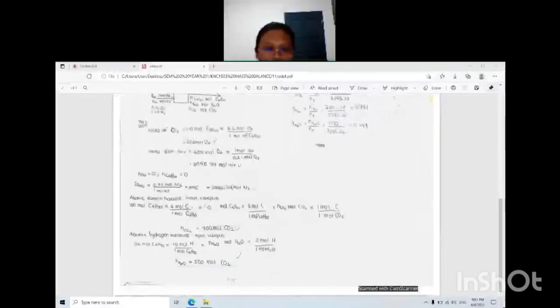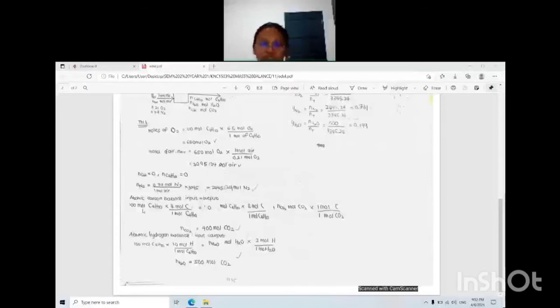And then we calculate for the nitrogen, 0.79 mole of nitrogen over 1 mole of air times 3095. Sorry, I forgot to put 24 at the back. Okay. So we get 2445.24 mole of nitrogen.